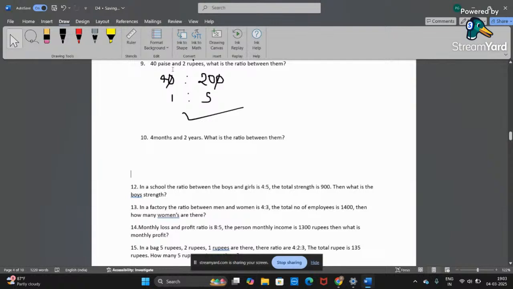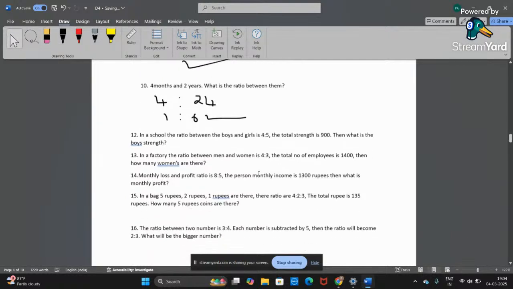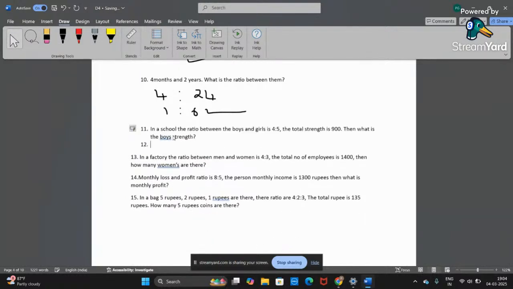Same way. Here they have given rupees and paise, but here they have given months and years. So 4 months. Here we need to convert this year into months. So in 2 years, how many months are there? Each year is 12 months. Then 2 years will be 24 months. So this is in the ratio of 1 is to 6, right? Yes, this is the answer. Now let's move on to the next one.